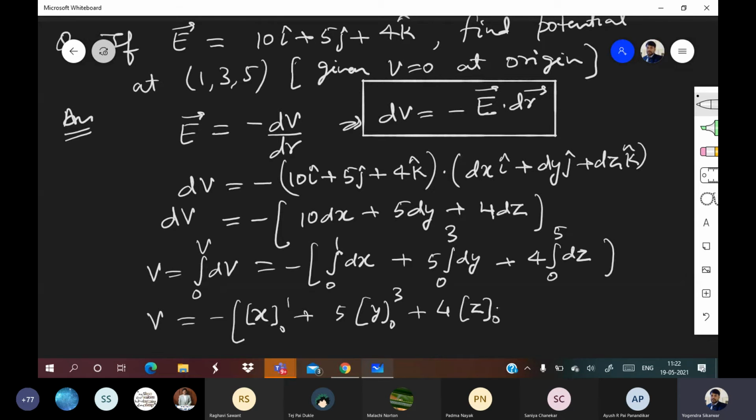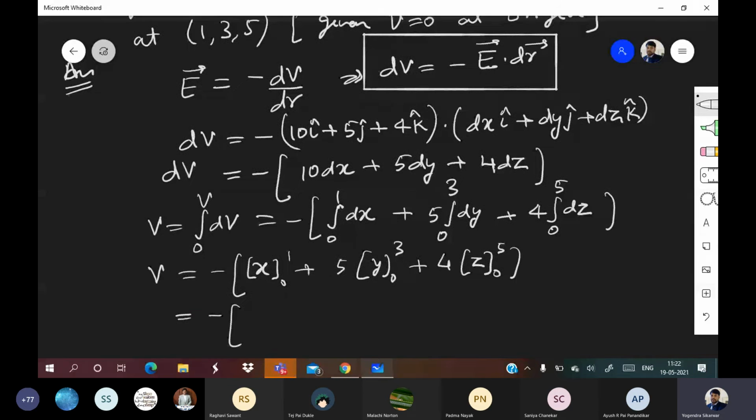So that comes out to be minus outside, and this bracket is already closed. So minus is outside, 1 minus 0, that is 1. I'm writing directly, plus 5 into 3 plus 4 into 5. So that comes out to be 5 into 4 is 20 plus 15, 35 plus 1, 36. Minus 36 is the answer.